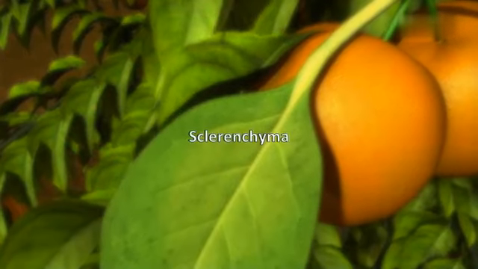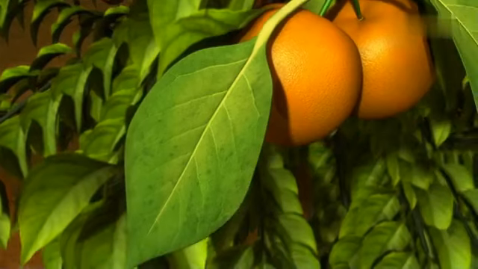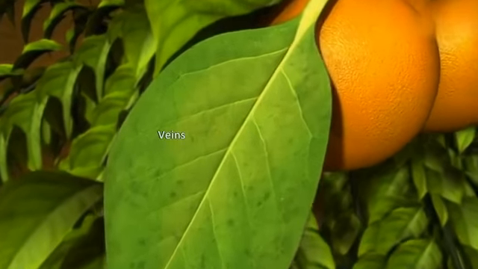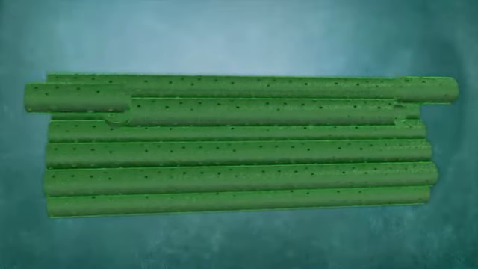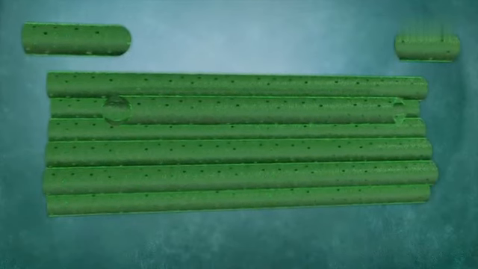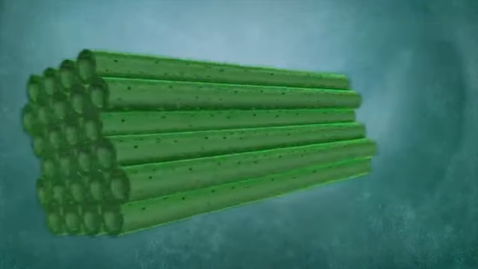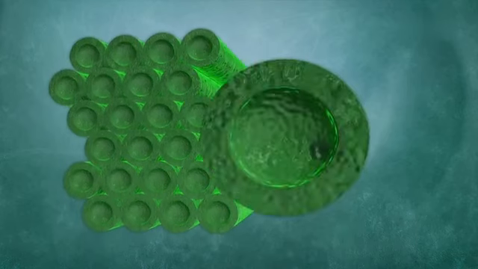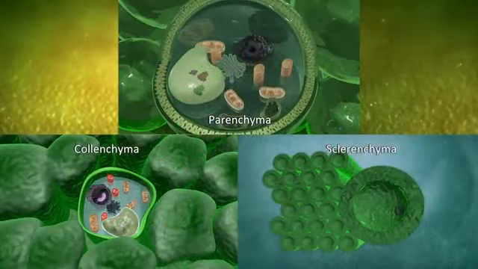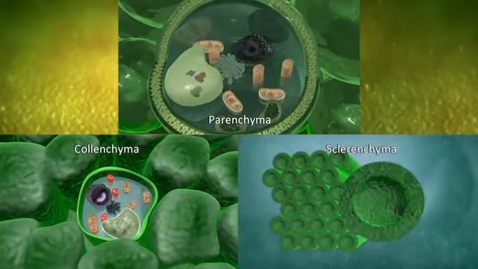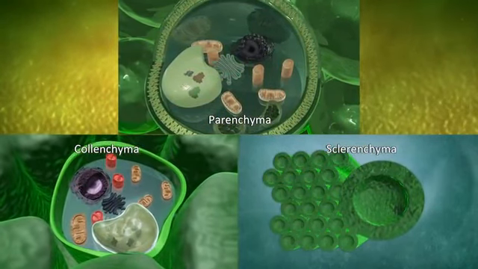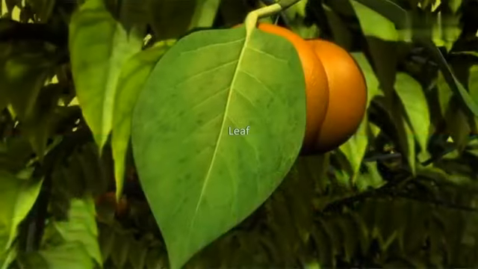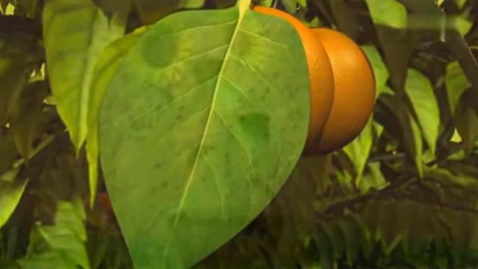A tissue called sclerenchyma is found in the veins of leaves. The cells of this tissue are long and narrow, with tapering ends. Its function is to protect the plant from environmental forces like strong winds. These different tissues are grouped together to form a structural and functional unit known as an organ. The leaf is an example.